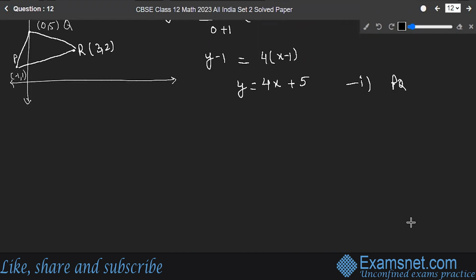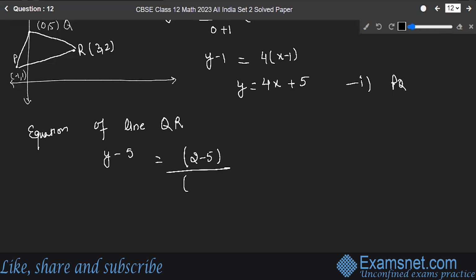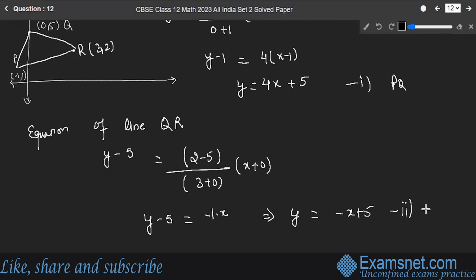Now let's make it for QR. Equation of line QR. I'm using the same formula. This will be y minus 5 is equal to 2 minus 5 upon 3 plus 0 into x plus 0, which gives you y minus 5 is equal to minus 3 upon 3, that is equal to minus 1 into x, or y is equal to minus x plus 5. This is the equation for the line QR.